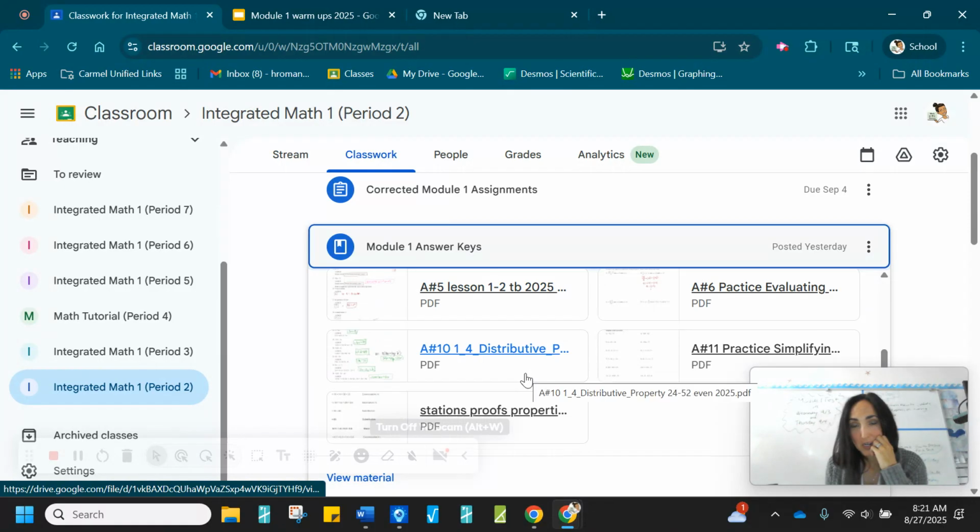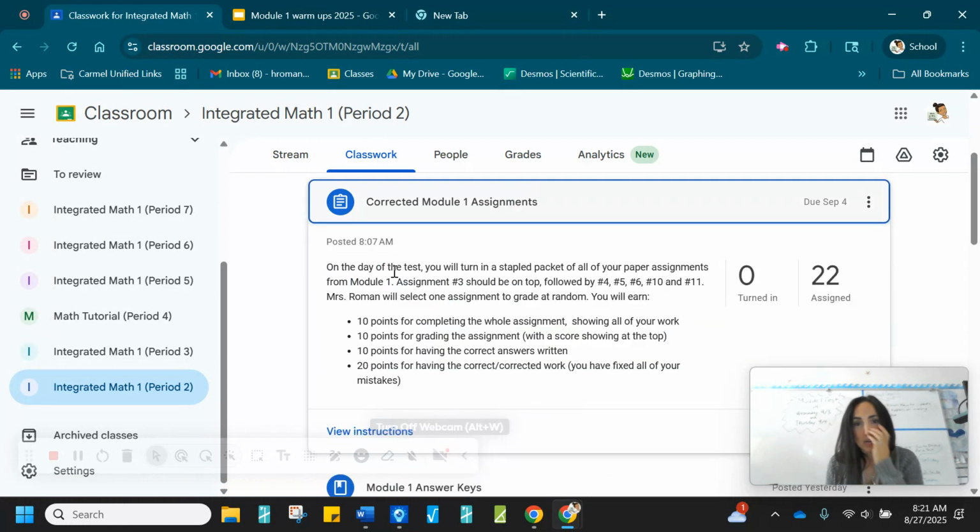So you want to make sure your homework is corrected. And when it's corrected, the way I'm going to grade it, I'm going to grade one assignment at random, and it's 10 points for completing the whole assignment originally, 10 points for grading it, so I can see that you have a score written on top, 10 points for having the corrected answer written in. So you crossed out your wrong answer, but your right answer, or it was already right. And then the most important part, 20 points for having the correct work. So if you did make a mistake, you fixed it.